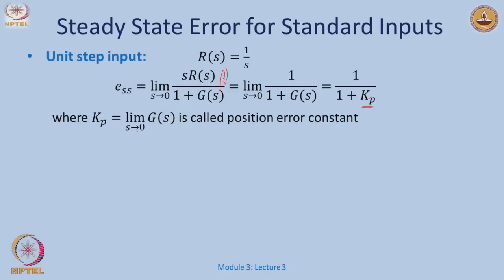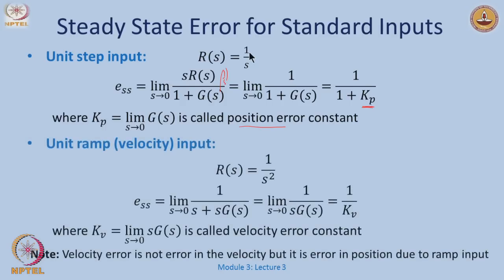So, where Kp is computed as limit s tends to 0 of G of s, it is called the position error constant, right. So, I am just tracking a position, a fixed position, 1 over s. Now, similarly, if I go to an input which is a ramp, where I am tracking a ramp. So, this steady state error is, again I do all the computations, one of the s disappears and I am just left with this, this guy goes to 0. Okay, let us compute that.